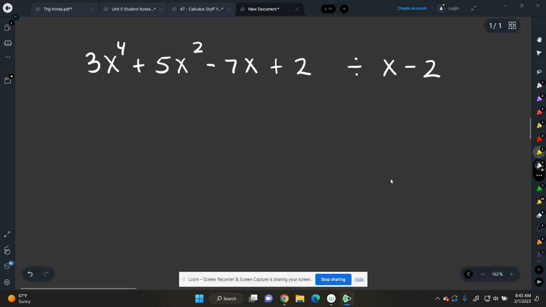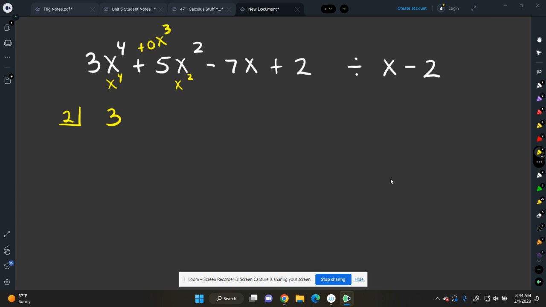Okay, what goes in the box? Positive 2. Okay, so our coefficients. Now, if you notice, I've got x to the 4th, and then I jump down to x squared. There's no x to the 3rd. What's the coefficient of the x to the 3rd if it's not there? 0, right? There's a plus 0x to the 3rd there. I have to put that 0 in there.